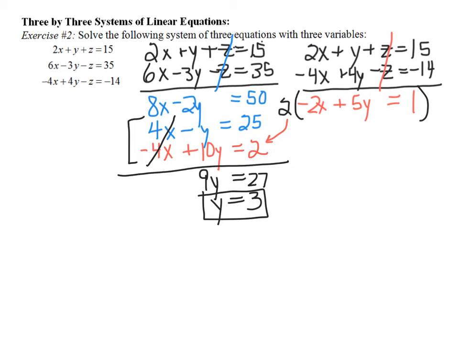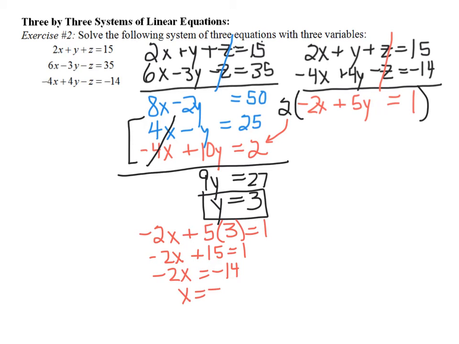I need to find the answers for the other two variables, so I can pick one of the equations that has an x and a y in it to solve for x. Let's go back to the red equation, the simplified one, and substitute my value for y into that equation. So negative 2x plus 5 times the y answer that I just found, 3, has to equal 1. Negative 2x plus 15 equals 1. If I subtract 15 from both sides, I have negative 2x is equal to negative 14. So x is equal to 7.